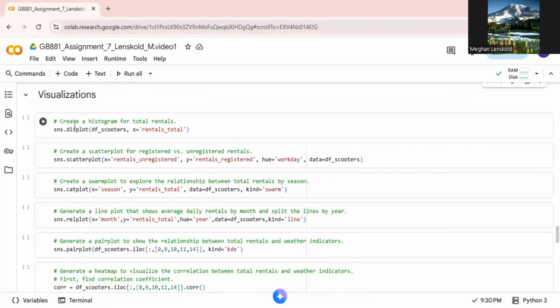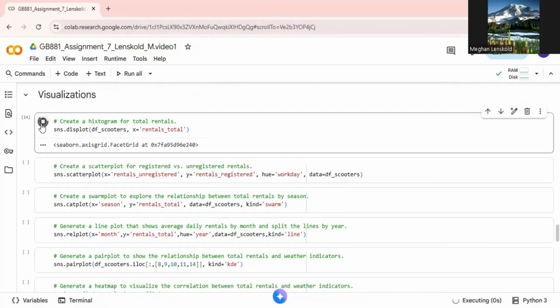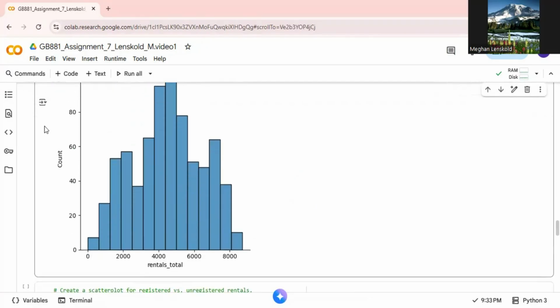We're going to create a histogram for the total rentals. And so we'll see that the histogram shows how total rentals are distributed across all observations. Most values fall between 3,000 and 6,000, peaking at about 4,500.